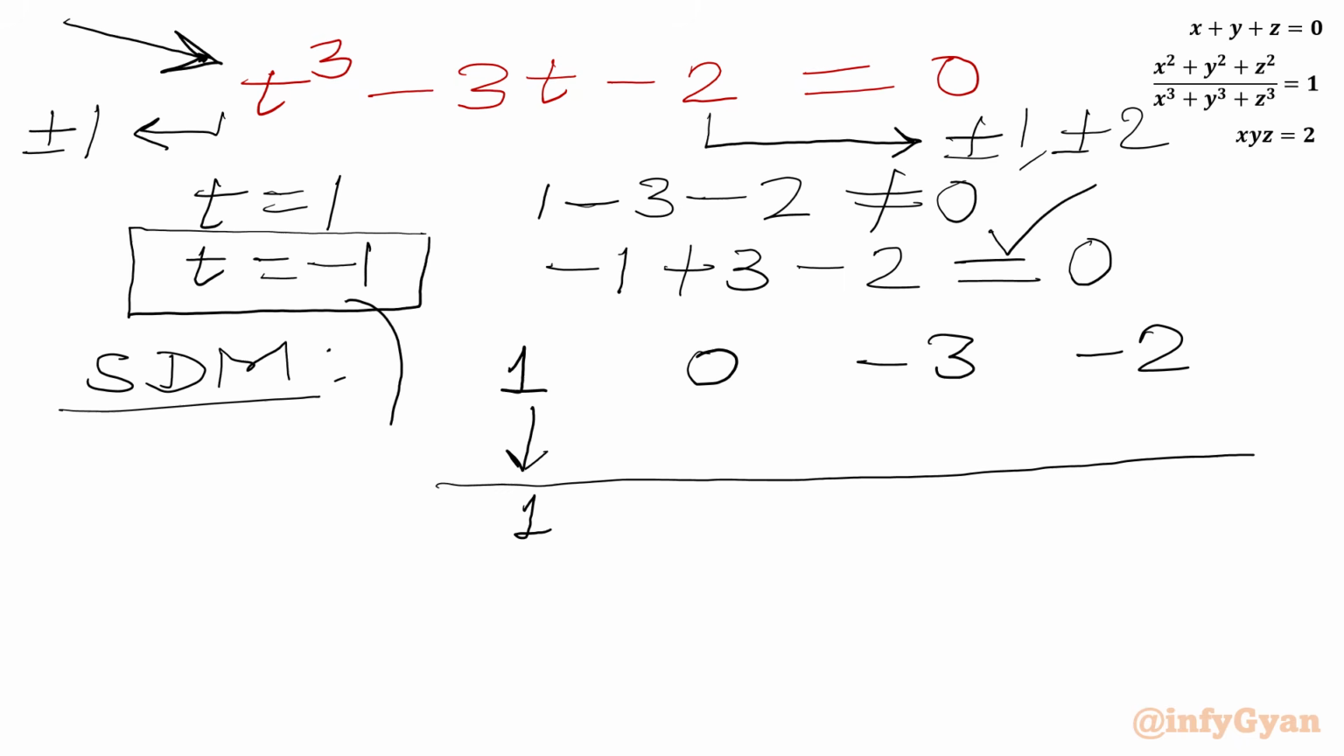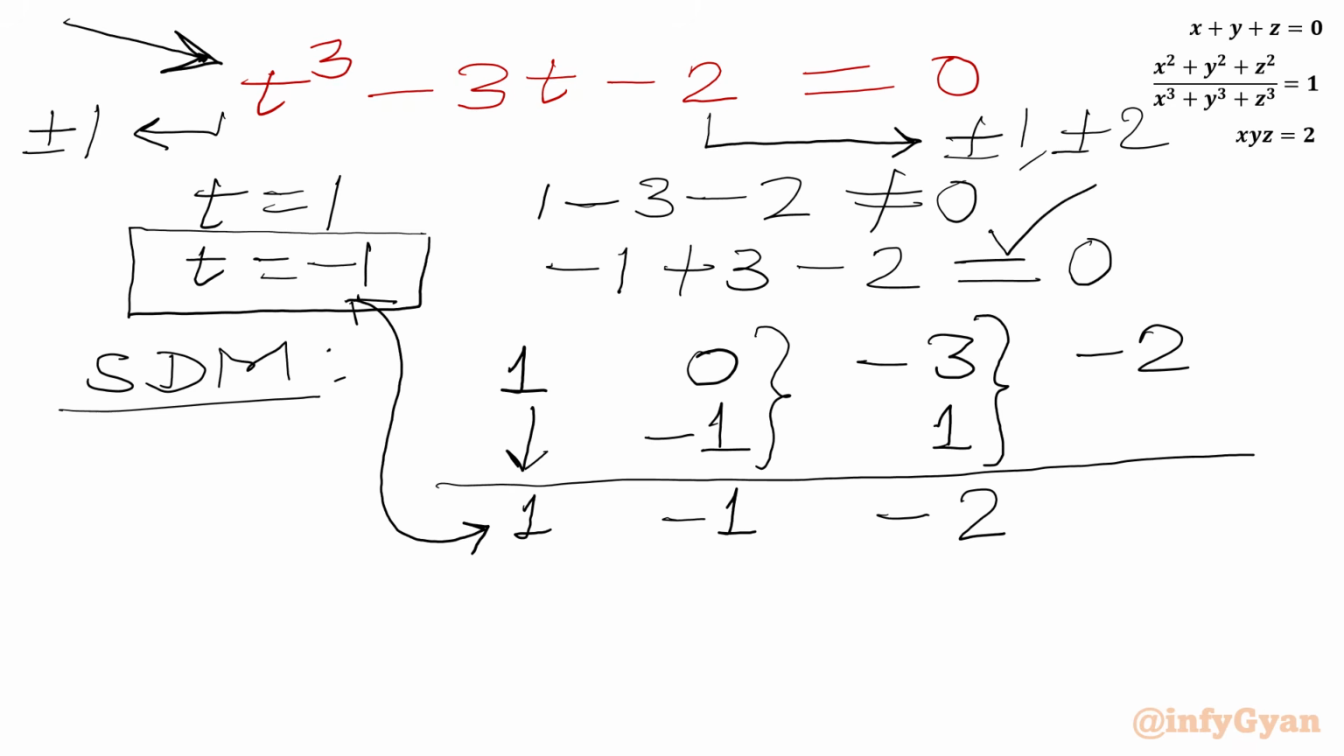Leading coefficient 1 would be as it is. Now we have to multiply our base solution with this leading coefficient. So minus 1 times 1 is minus 1. We'll add these two numbers and write here minus 1. Again we will multiply our base solution minus 1 with this sum minus 1. Product will be plus 1. We'll write here. Again we have to add these two numbers and write minus 2 over here. We'll multiply minus 1 with minus 2. Product will be 2. Once we add minus 2 with 2, we'll get 0.